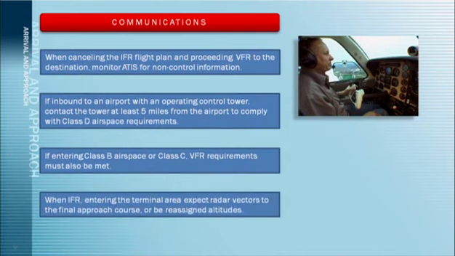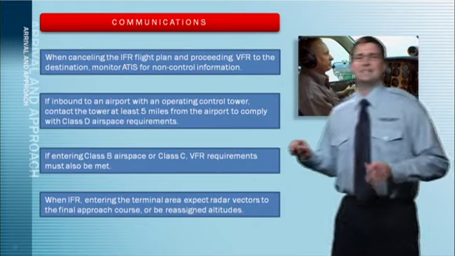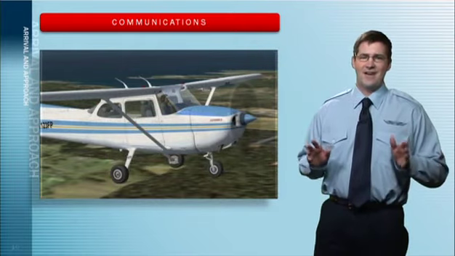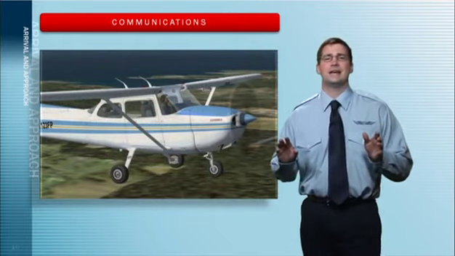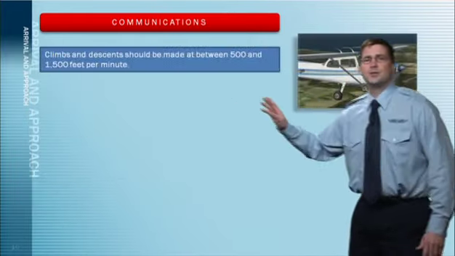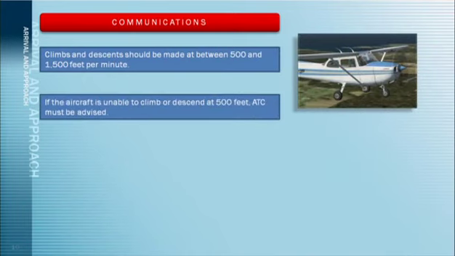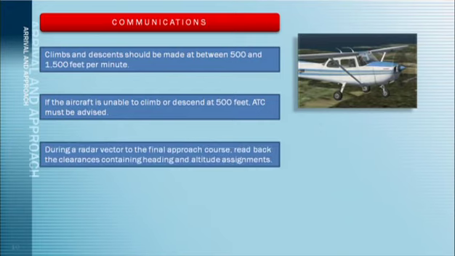When IFR, as you enter the terminal area, expect radar vectors to the final approach course or expect to be reassigned at different altitudes. Now, climbs and descents should be made between 500 and 1,500 feet per minute, and if your aircraft is unable to climb or descend at 500 feet per minute, ATC must be advised. If you are being vectored to your final approach course, read back the clearance containing heading and altitude assignments.